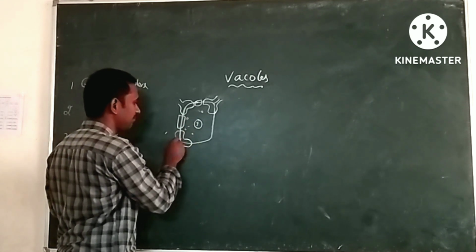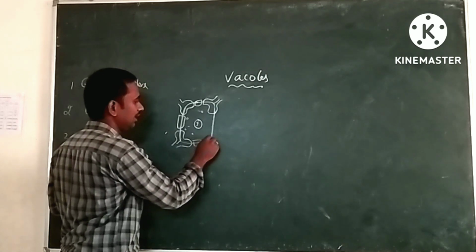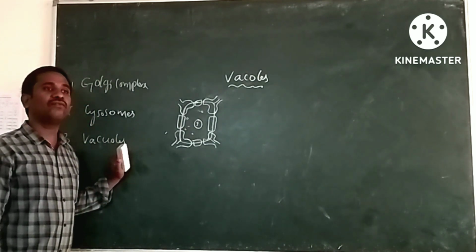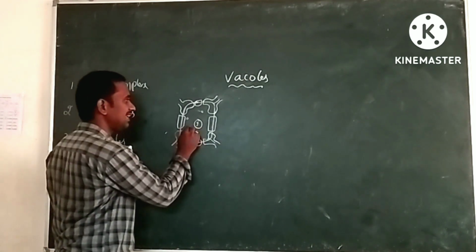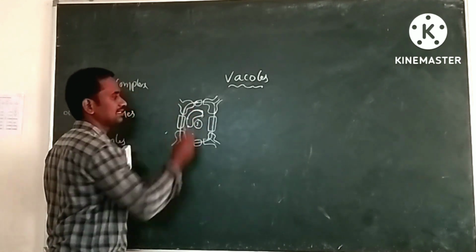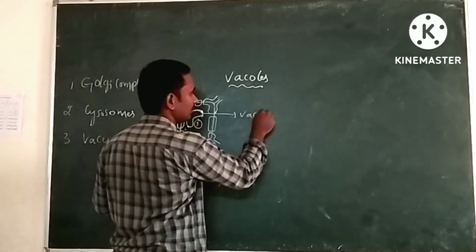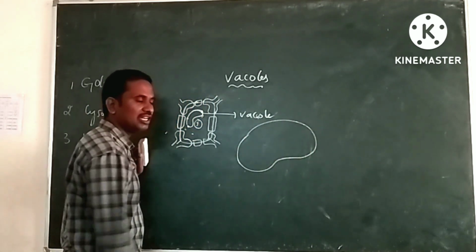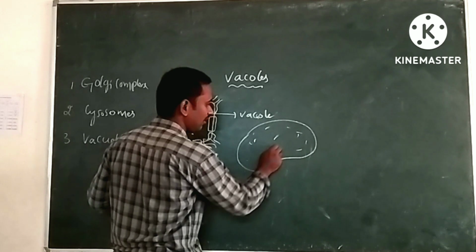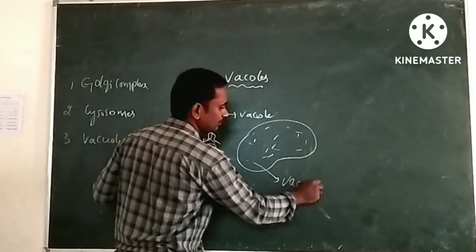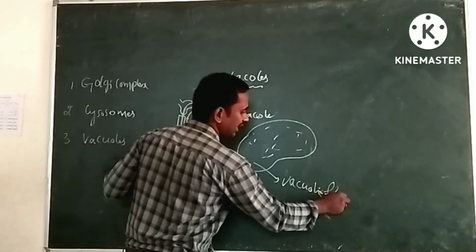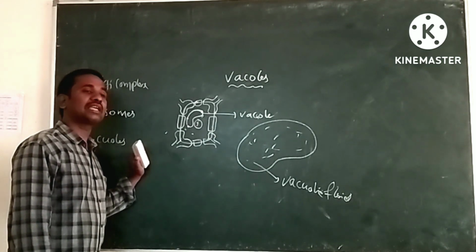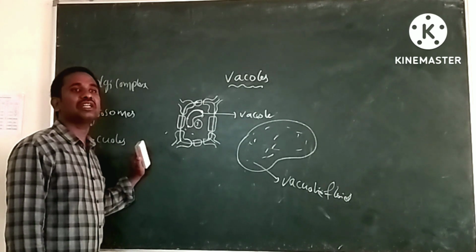So vacuoles play a main key role in osmosis, the transfer of water and minerals in the plant cell. So there is a large vacuole in plant cells. This is the vacuole. If you observe its structure, the vacuole is filled with a fluid known as vacuolar fluid. This vacuolar fluid gets saturated by the water of the soil.